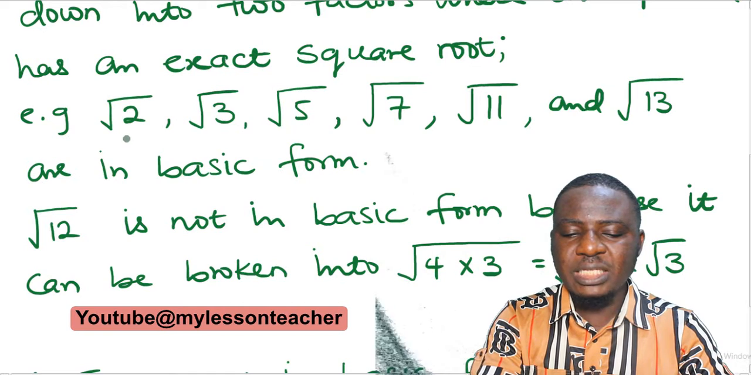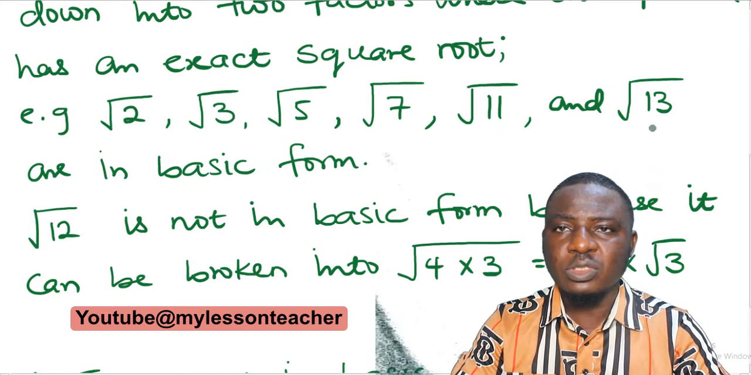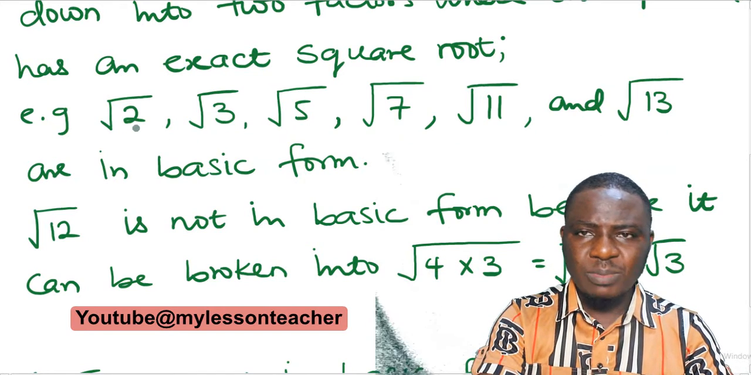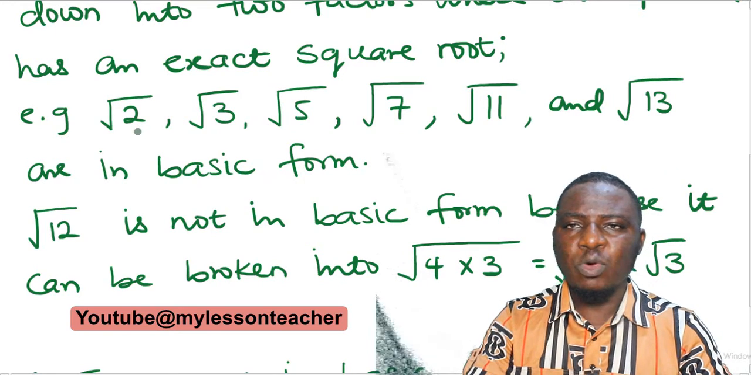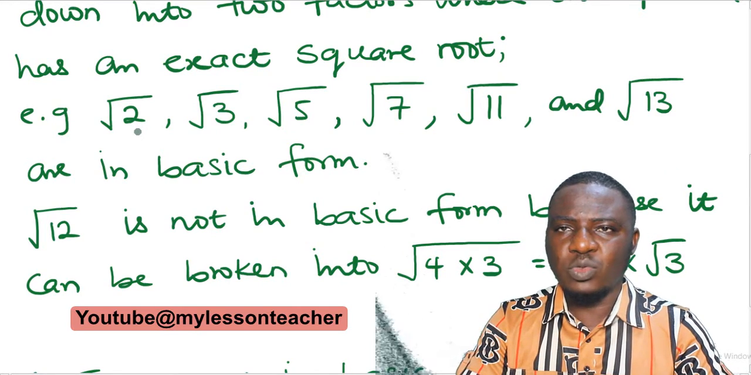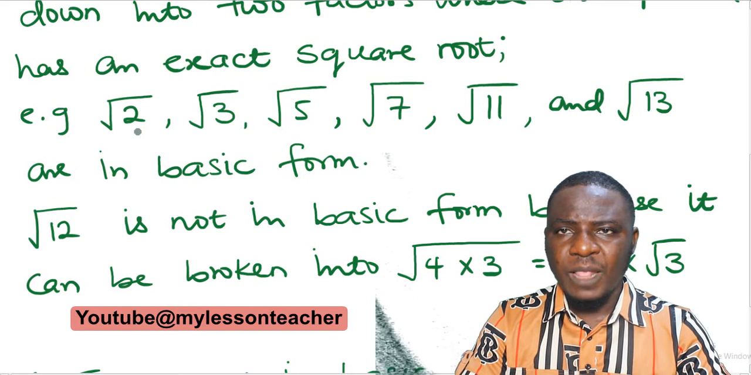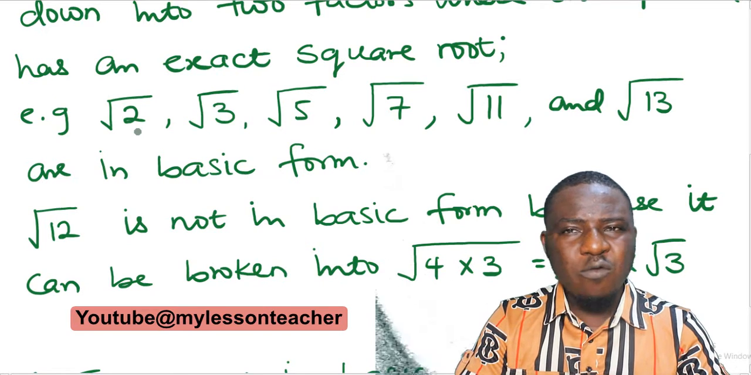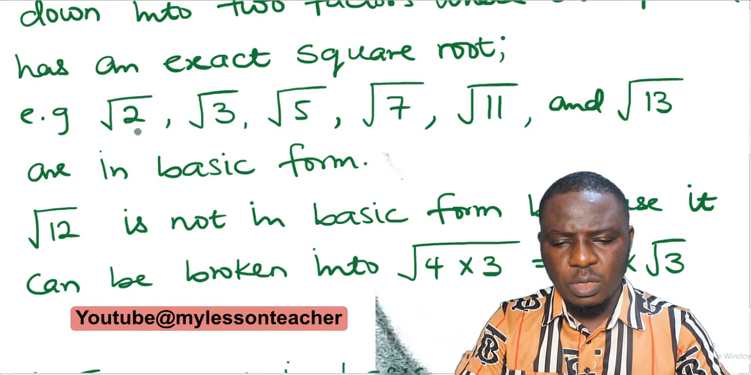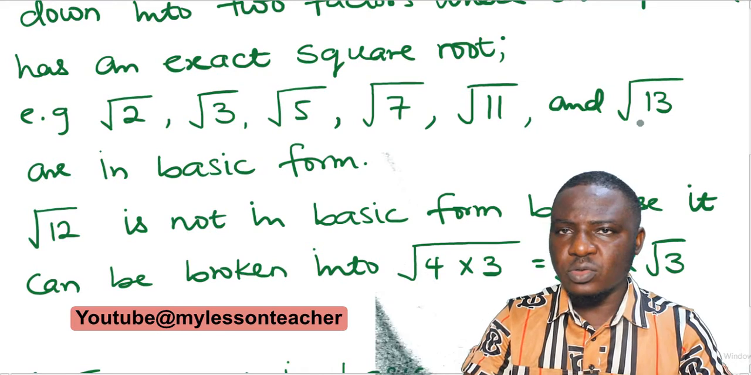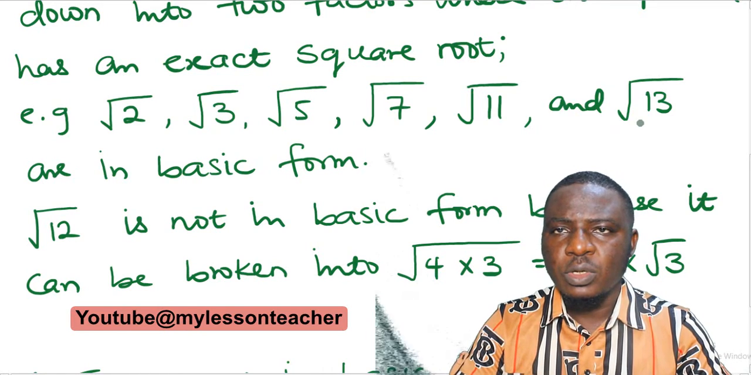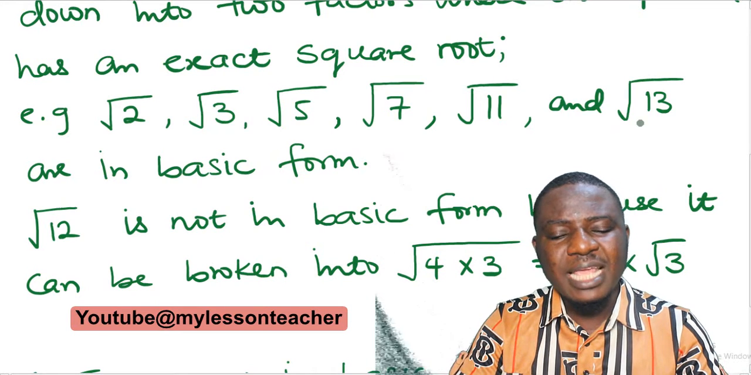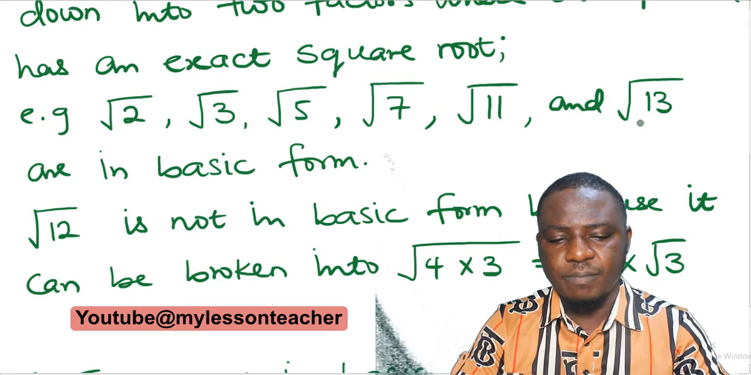So all these are basic forms of surds because you cannot simplify them as a product of two factors where one is a perfect square. If you look at it, I'll say that these surds can be said to be square roots of prime factors. So these are some of the examples of surds, and they are said to be in their basic form because they cannot be simplified further.